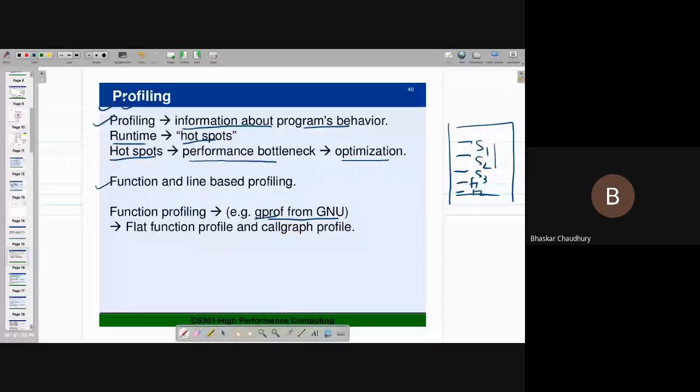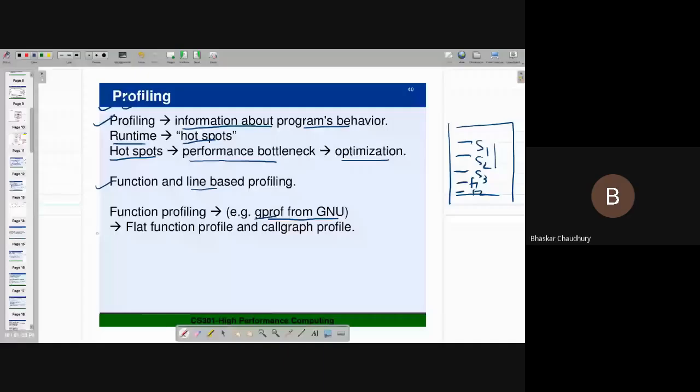There are two kinds of profiling. One is called function profiling, and the second is called line-based profiling. You will simply use a profiler, and we will not go into too much detail of how those profilers work. What is important for us is to realize what the output of the profiler is. I will just show you some output from a simple exercise which I have done.